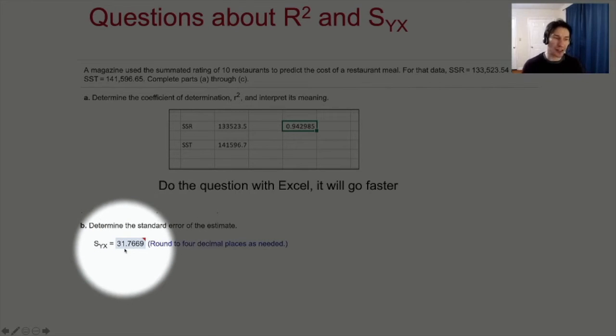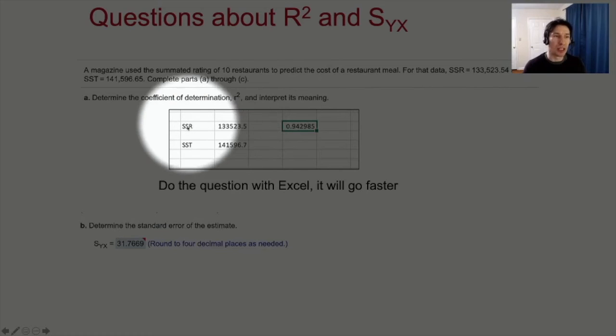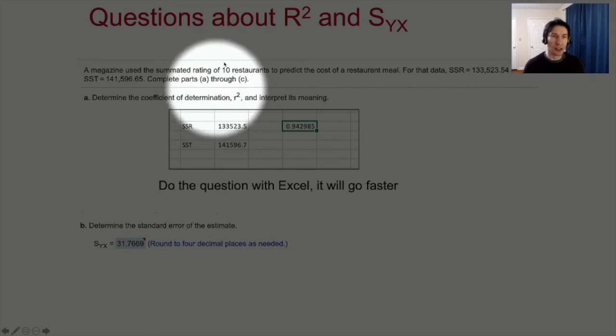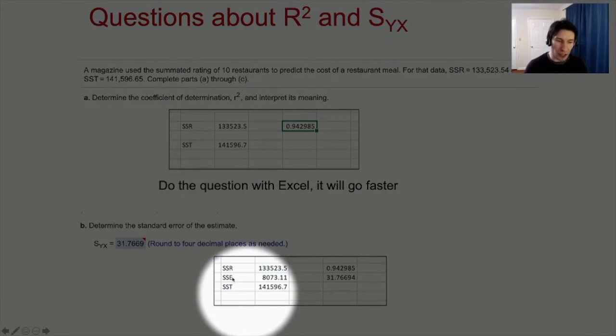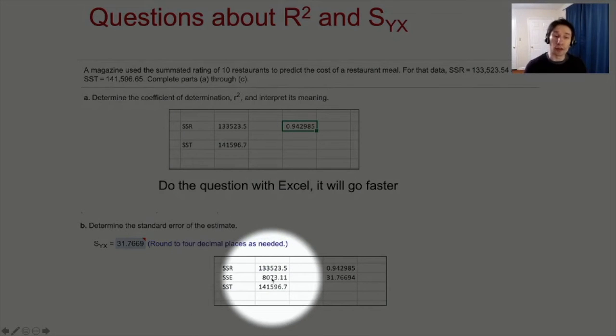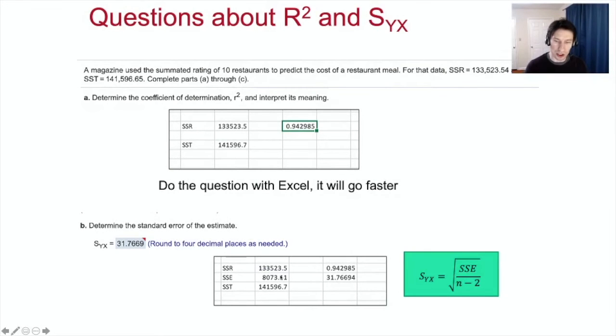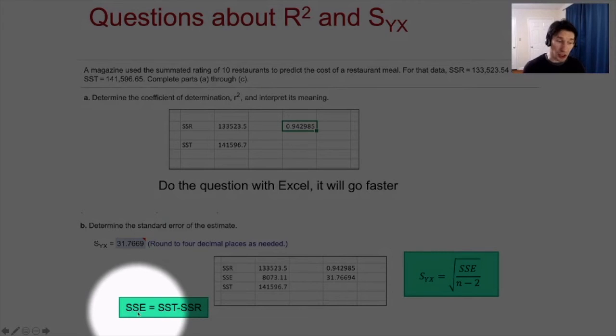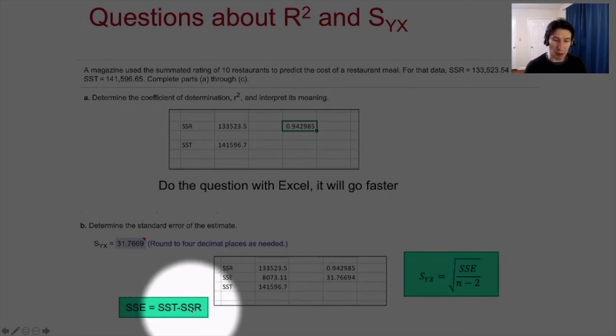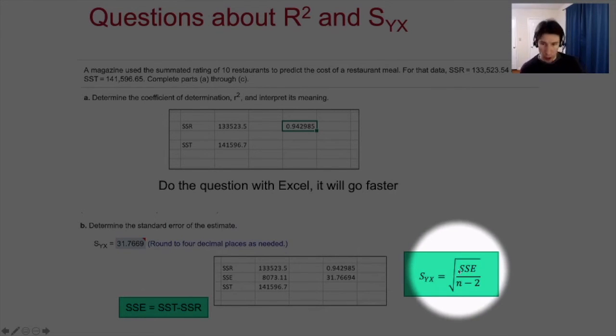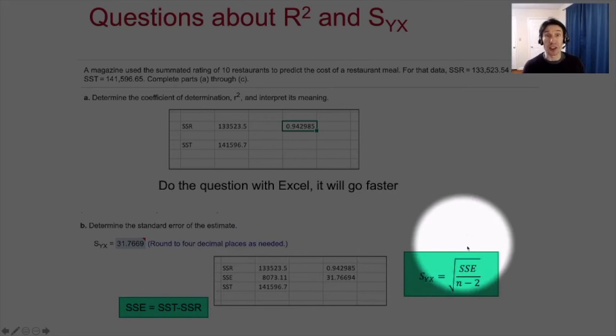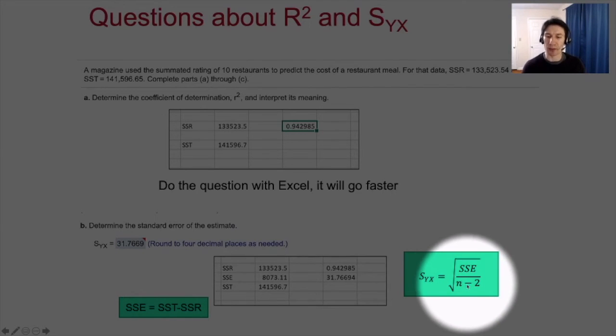How did I obtain that answer given that all they gave me is SSR and SST and this number? Well, the first thing I did is I figured out the SSE. So how do you know that? Well, since SST is SSR plus SSE, then this is just the difference. SSE is SST minus SSR. And then all you need to do is plug it into the formula that you have in your notes, that SYX is equal to the square root of this SSE divided by n minus 2.